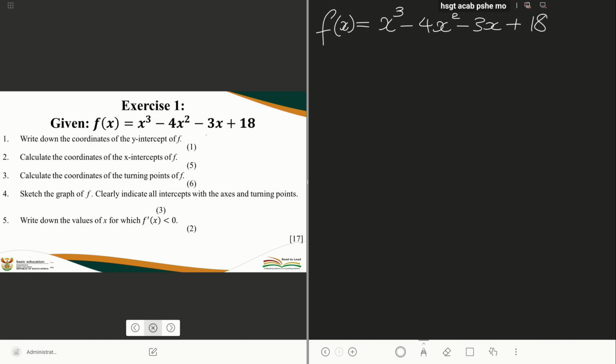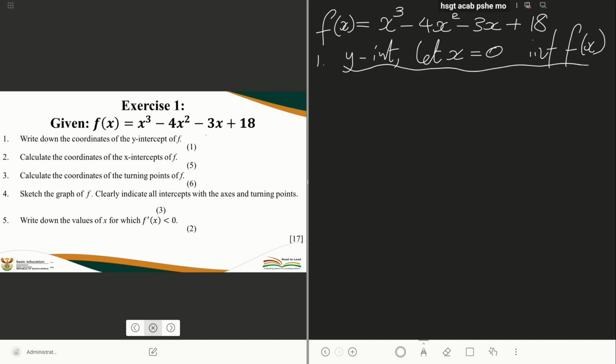Okay, first question. Write down the coordinates of the y-intercept. Don't forget, learners, when we calculate a y-intercept, we let x be equal to 0 in f of x. Then this means it's going to be f of 0. In the place of x, I'll put 0. That's what you see here.